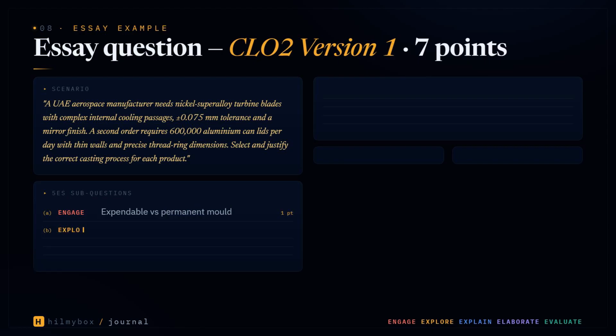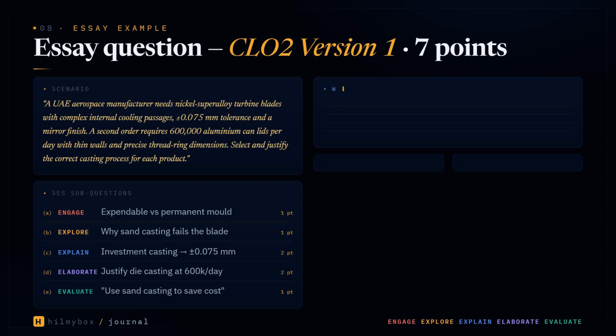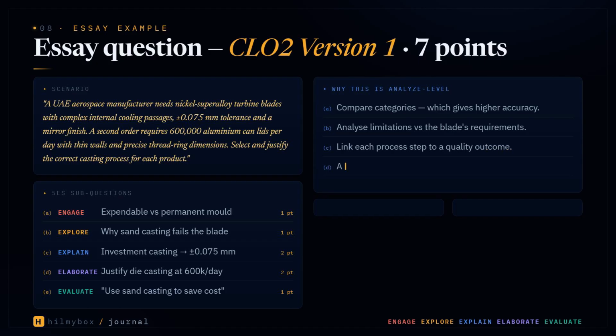The 5 E's sub-questions. A. Engage. Expendable versus permanent mold, 1 point. B. Explore. Why sand casting fails the blade, 1 point. C. Explain investment casting to plus or minus 0.075 millimeters, 2 points. D. Elaborate. Justify die casting at 600,000 a day, 2 points. And E. Evaluate. The claim, use sand casting to save cost, 1 point.